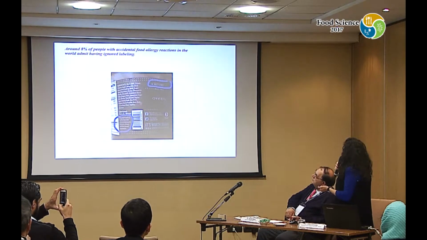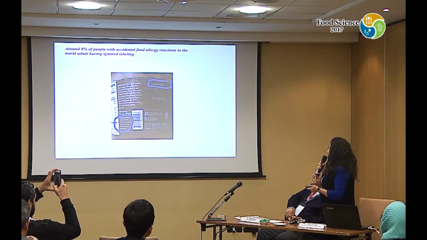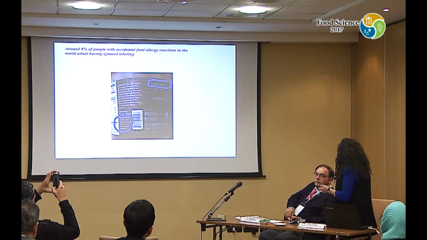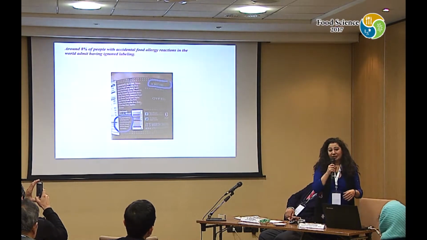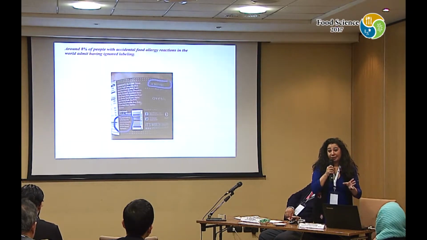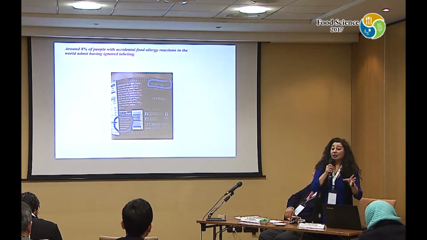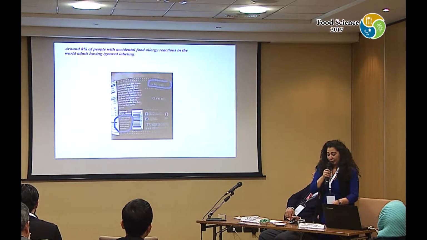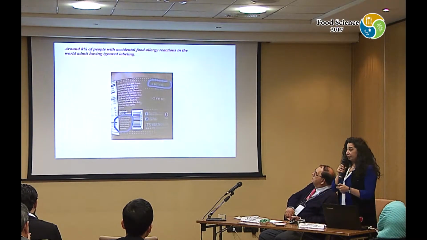Okay, actually this picture is not as clear as you see, but of course, around 8% of the people with accidental food allergy reactions in the world admit having ignored labeling. So this is, of course, a small box of ice cream. It says not free. And down there, in the circle, it says manufactured in a facility which also processes dairy products, peanuts, among others. So this is a label, and labeling can go wrong sometimes. And we know that sometimes accidental reactions happen.